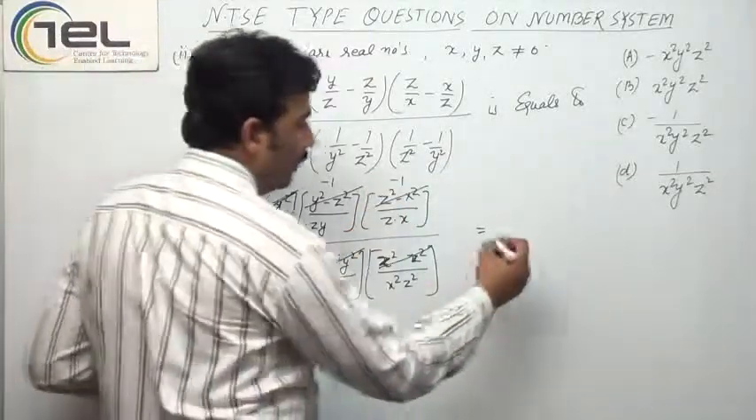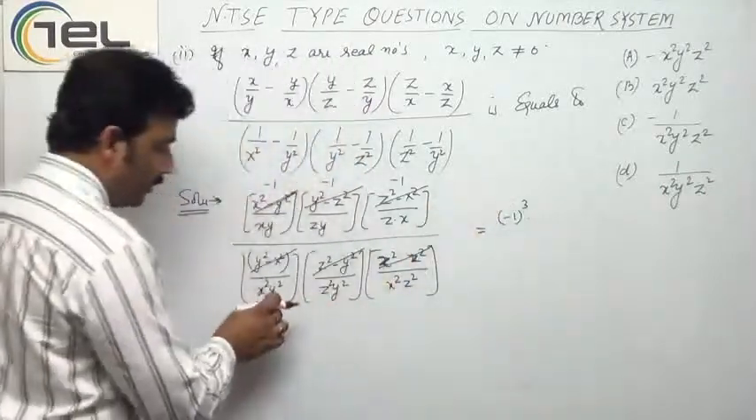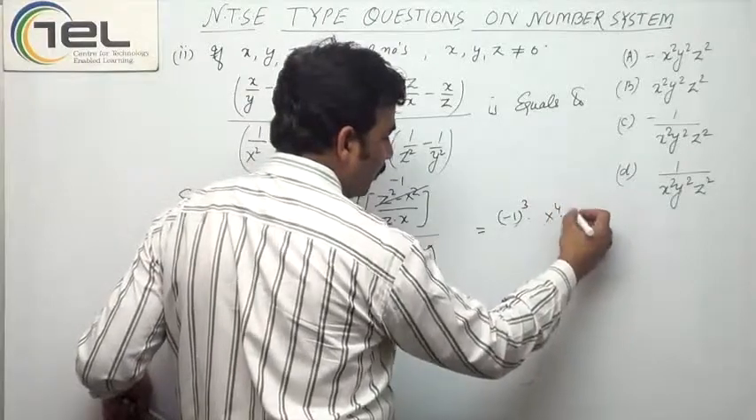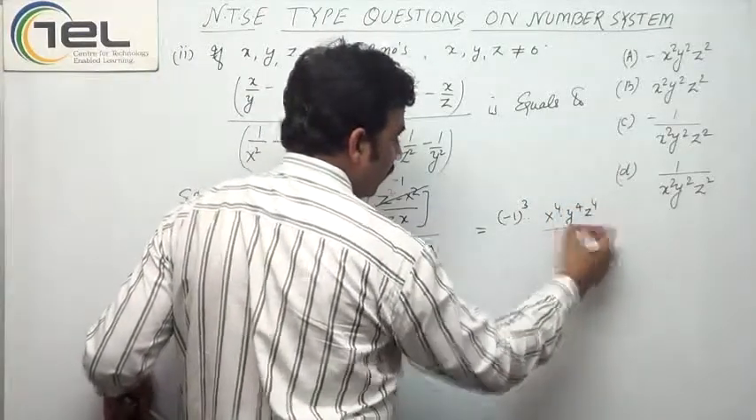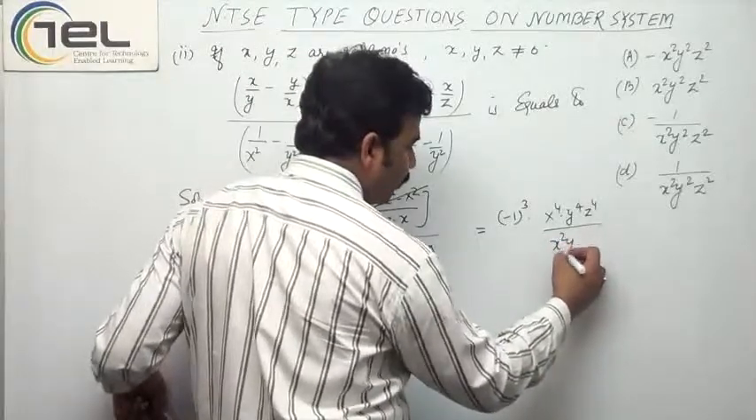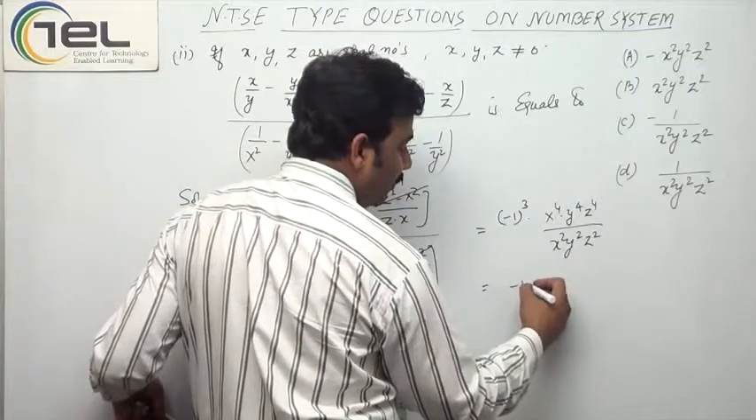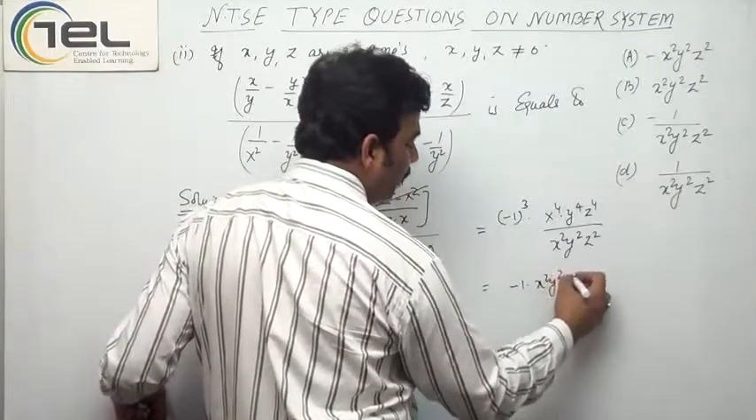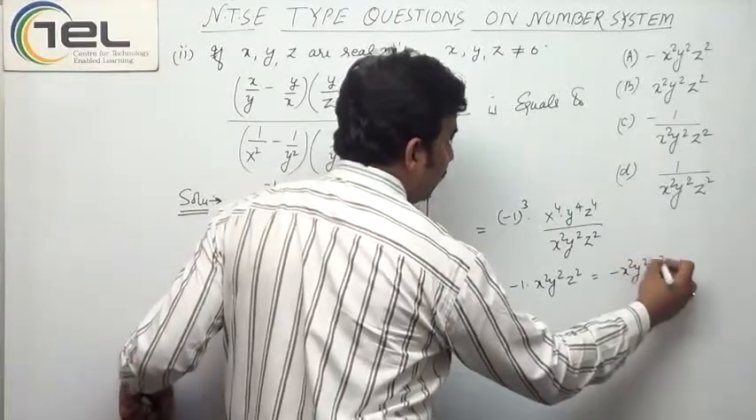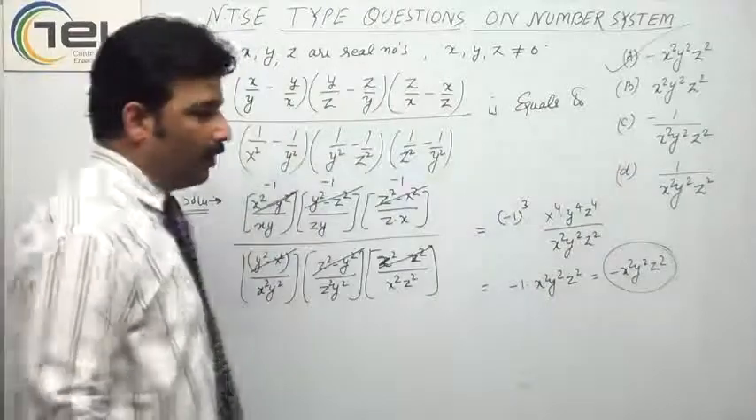So what it becomes? It becomes negative 1 cube into, this will go up, x raised to the power 4, y raised to the power 4, z raised to the power 4, and here it will go down x square y square z square, and it results in negative 1 into x square y square z square, and it is negative x square y square z square. The option A.